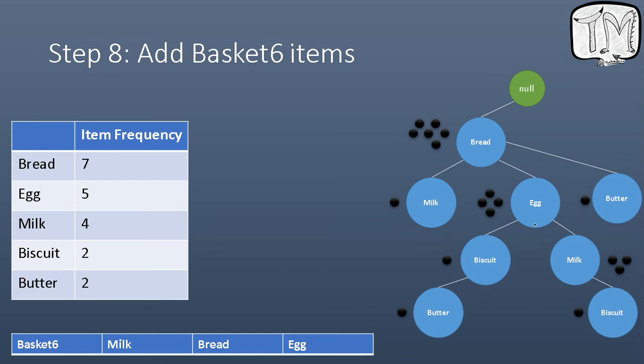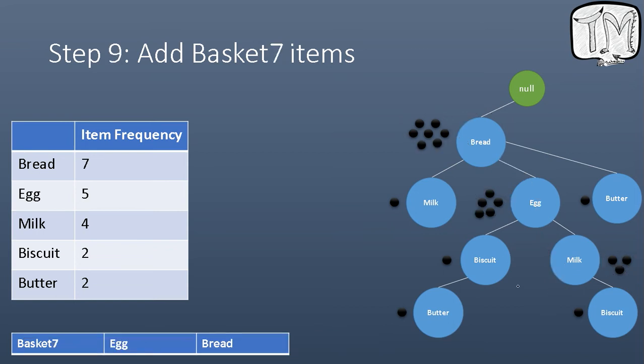In the next step, we are going to add basket 6, which has bread, egg, and milk. So this branch is already there. We have bread, then we have egg, and then finally we have milk. Okay, so we will stop here. We will just add one dot in each one of those. So this set of dots represents milk has been found in 3 transactions, egg has been found in 4 transactions, and bread has been found in 6 transactions. Okay, so this is the chain for basket 6.